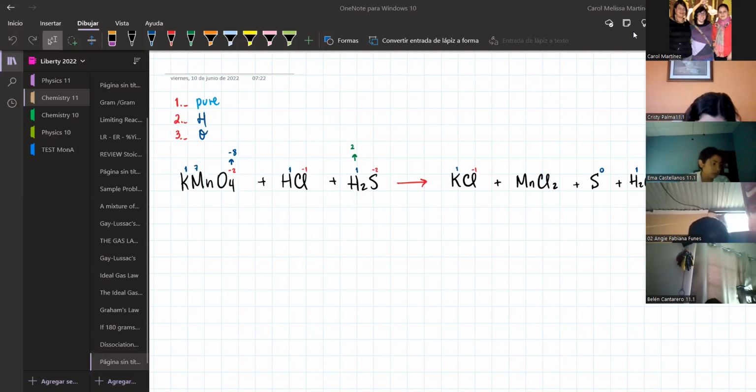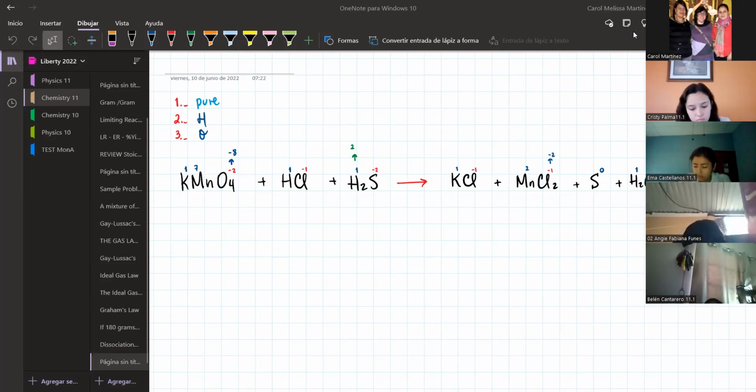This chlorine from here, because it's a binary compound, this anion, we call it chloride, okay? Now, when we have chloride, the charge is going to be -1. Therefore, here you're going to have -2. So manganese has to be +2, okay, to have the right charge.